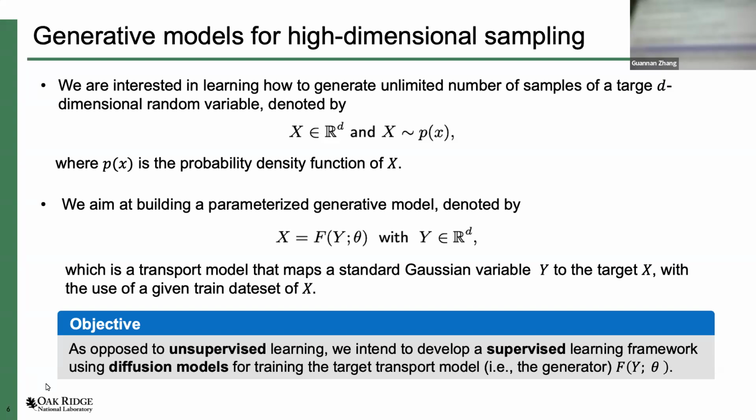And to do this, in normalizing flows, people want to use some reversible architecture to define F because they don't have labeled data for training. You need to train it in an unsupervised way. But in fact, if you have labeled data, you don't need F inverse, you just need F. That's all you need for generating samples. So the objective here, as opposed to the unsupervised learning that people use, is to develop a supervised learning framework to construct this generator F. And this labeled data is generated by the training-free diffusion models we are going to propose.